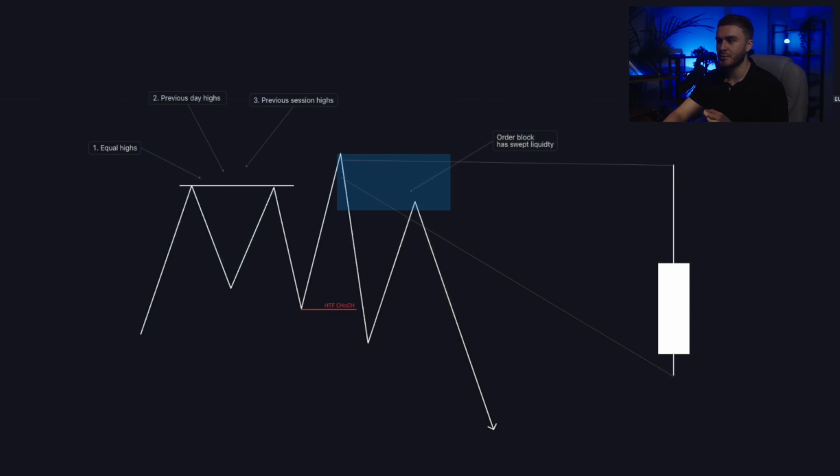So starting off, the highest probability order blocks don't just appear randomly. They always form after some level of liquidity sweep. Now think about it. Why do you always see equal highs getting swept just before a massive move? It's not coincidence, it's always engineered. So that means, for example, things like equal highs and equal lows, previous day highs and lows, and even previous session highs and lows as well, are always going to get swept.